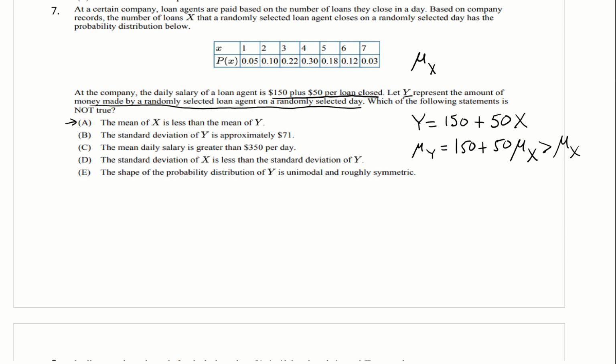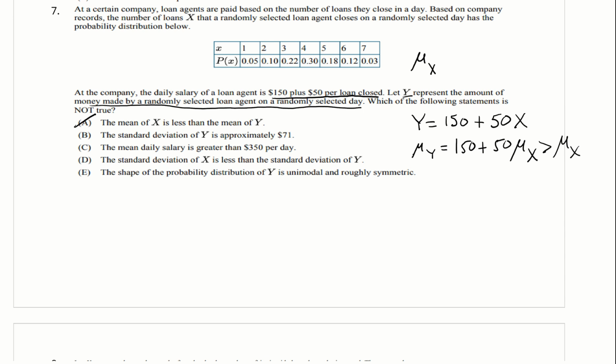Because it says that mu of X is less than mu of Y. Well, that's true. So therefore that's not the answer, right? Because we're looking for not true. Then the standard deviation of Y is approximately 71. Okay, so let's do that.